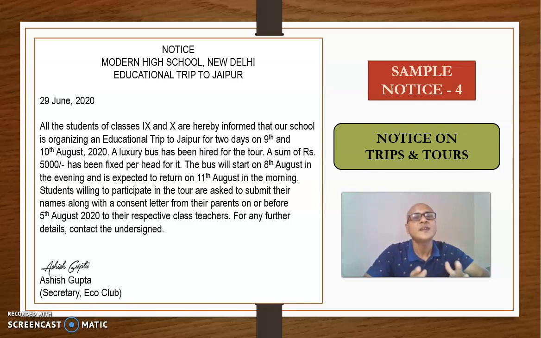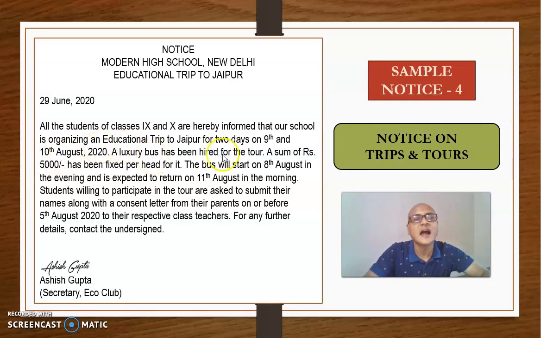So here is the sample notice which is all about an educational trip to Jaipur, and this notice is written by the Secretary of Eco Club of Modern High School, New Delhi. So here is the content or the body of this particular notice. All the students of classes 9 and 10 are hereby informed that our school is organizing an educational trip to Jaipur for 2 days on 9th and 10th August 2020.